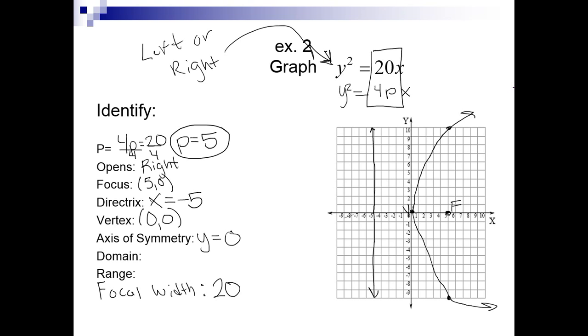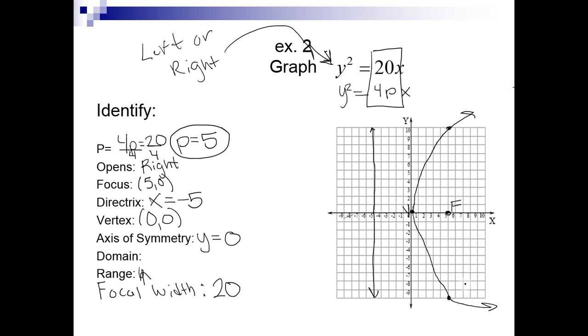Now, domain and range. I would always say domain is always all reals. That is only for upwards and downwards facing parabolas. When it's a left or a right facing parabola, my range is all reals. Now, if you look over here, I'm getting every single negative value and every single positive value of my y's. That's why my range is all reals.